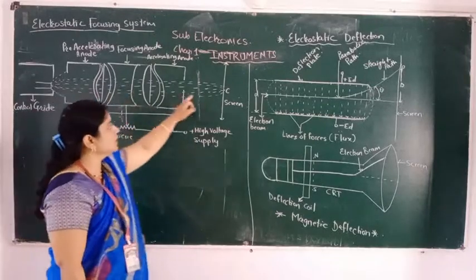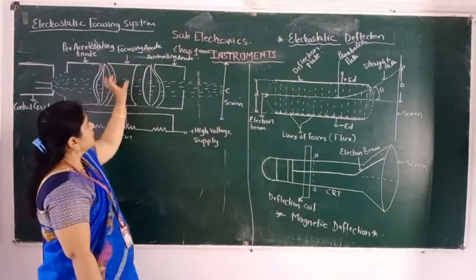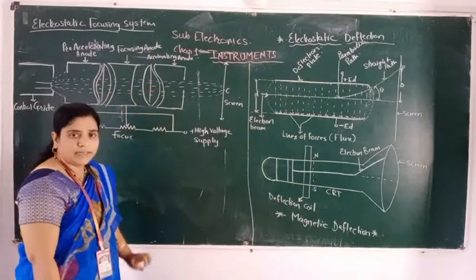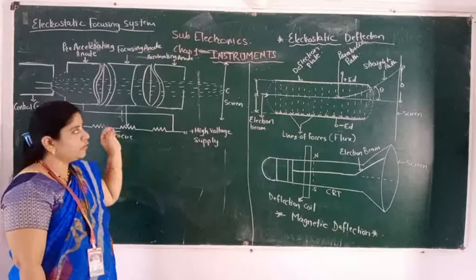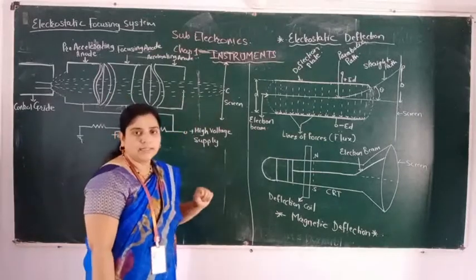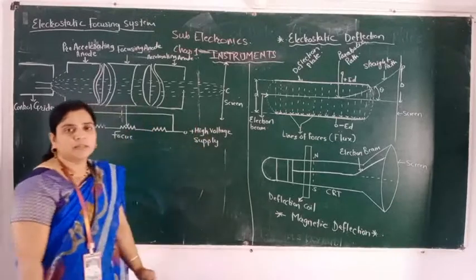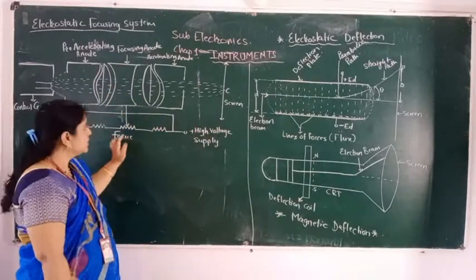this beam on the screen. Okay. So why is the focusing anode used then? If this pre-accelerating anode provides the speed or gives the energy for flowing in this direction on the screen, it moves fast and strikes the screen. So what happens with the focusing anode?